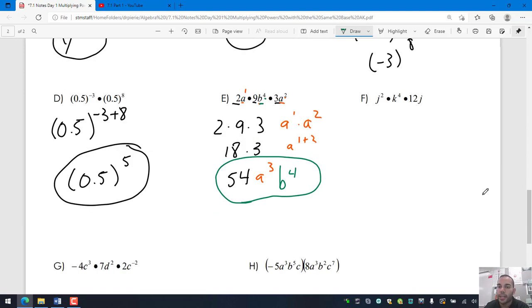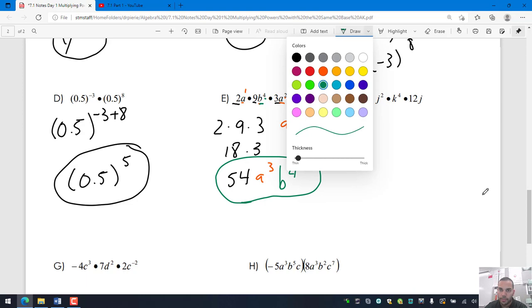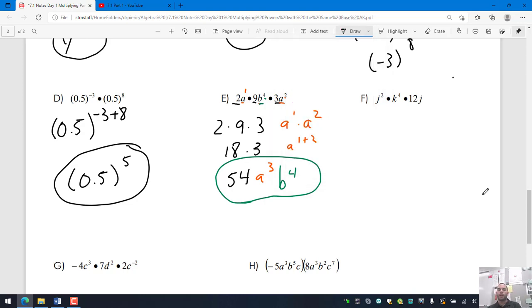Okay, next one. I've got j squared times k to the 4th times 12j. Okay, combine the numbers with the numbers, combine the variables with the variables if they match. So the first thing I see is the numbers. I see a 12 here, and then I don't really see anything else. So these are just imaginary ones. 12 times 1 times 12 is the same thing as 12. So my leading coefficient should be just 12.